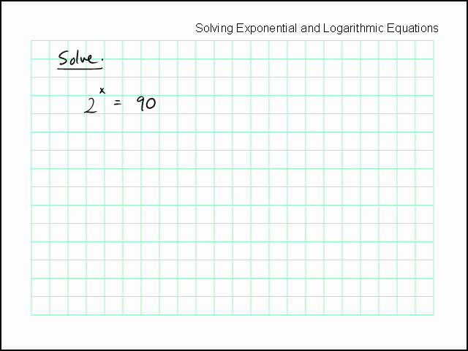Now, the exponent is x. That's the variable I'm trying to solve for. And when we have a situation like this, when we're trying to solve for a variable that's actually in the exponent, what I'm going to do is take the log of both sides of the equation. Right? You learn that you can do whatever you want to one side of an equation as long as you balance it out by doing it to the other side. So I'm going to take the log of both sides.